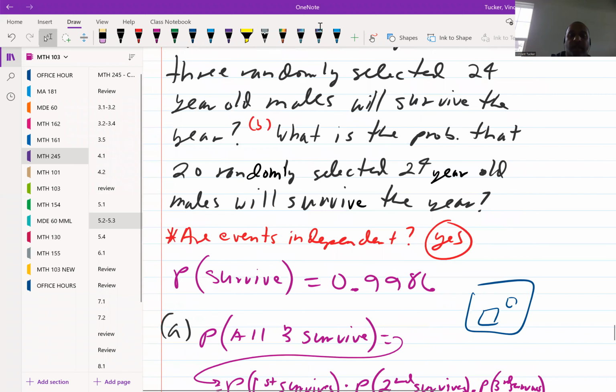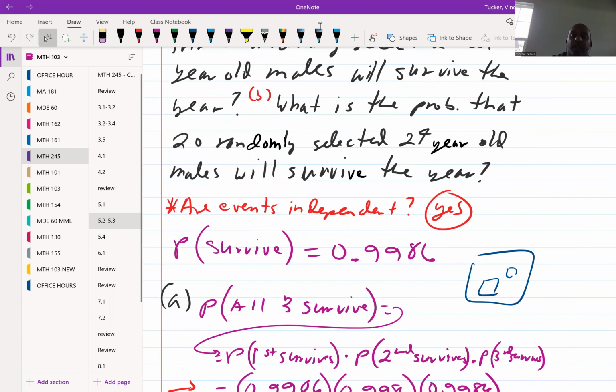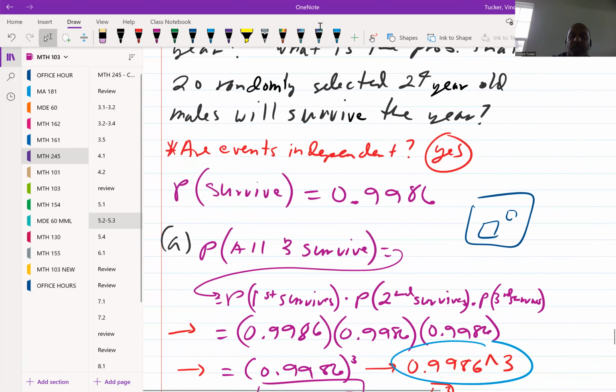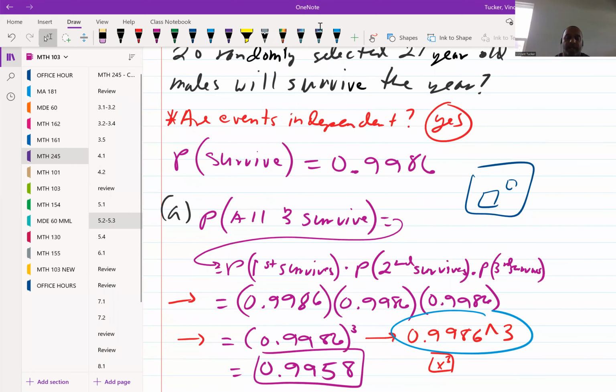All right, and then the probability that all 3 survive the year, since they are independent, is just multiplying all 3 together. And so it's 0.9958. So basically you would just take 0.9986 and raise it to the 3rd power, and it'll give you 0.9958.